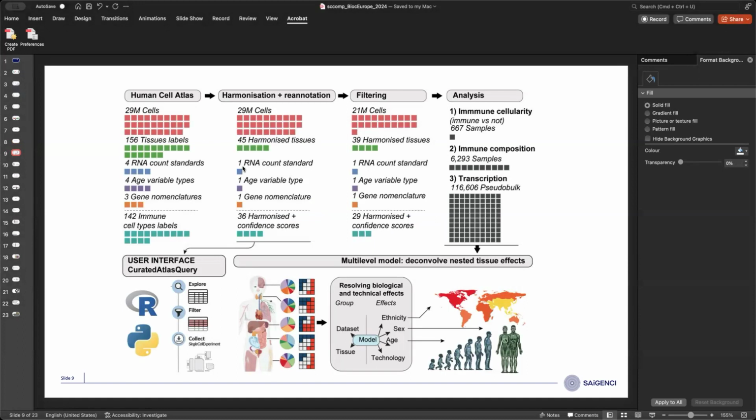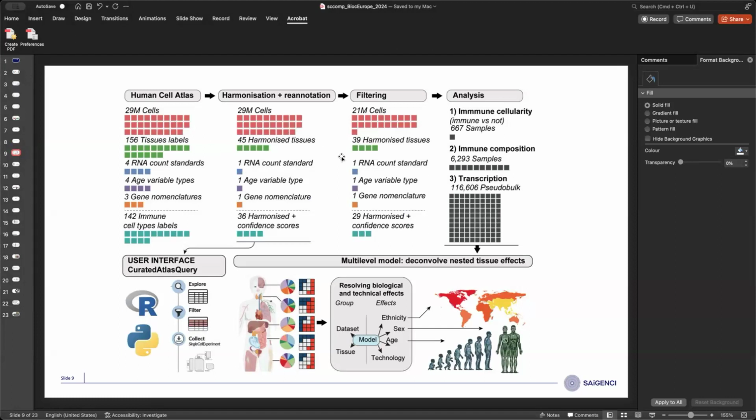Anyway, for the second part, I will show you how we extended the model to be able to handle random effects, and how we could use this rich model to model how the immune system is distributed in the human body and how it is affected by sex, ethnicity, and age.